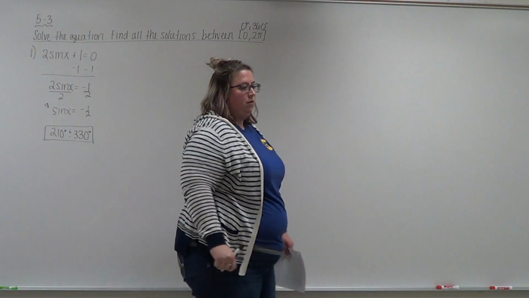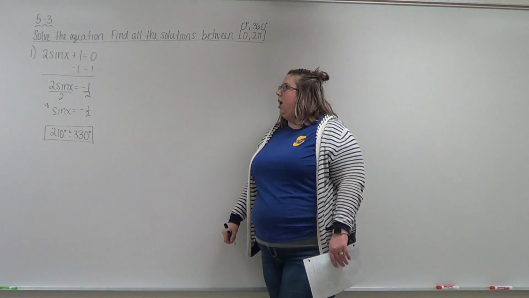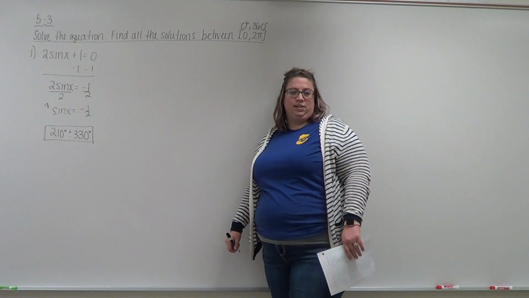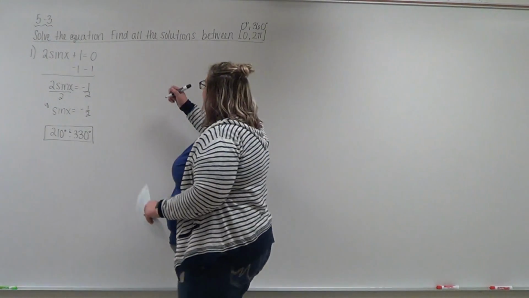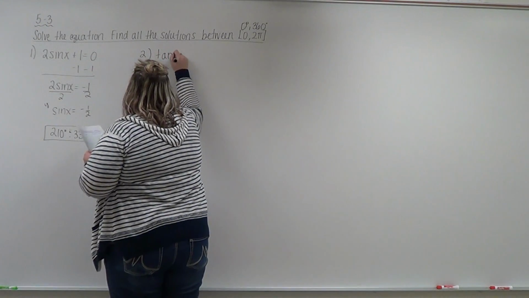That's all you're doing. Where's the twist? The twist is when you have to use your properties. We'll do one like that in a second. Tangents are a little bit trickier.